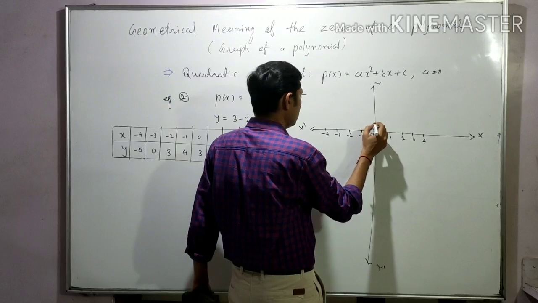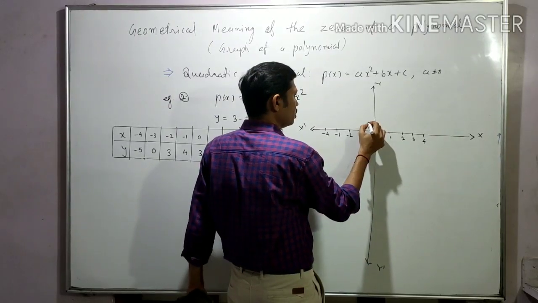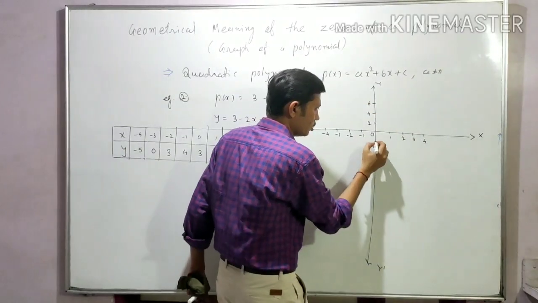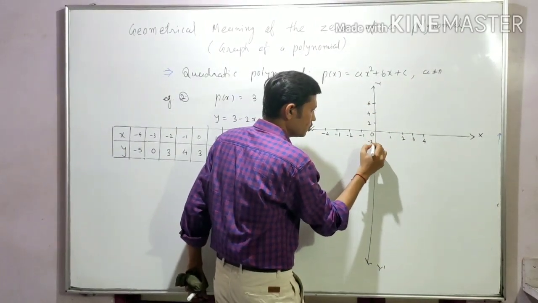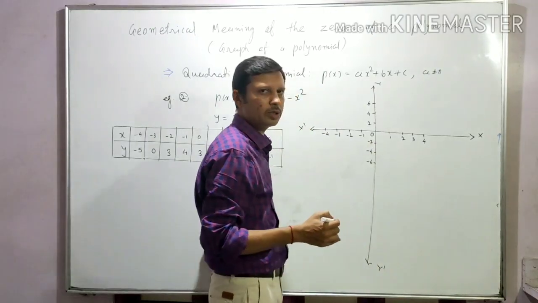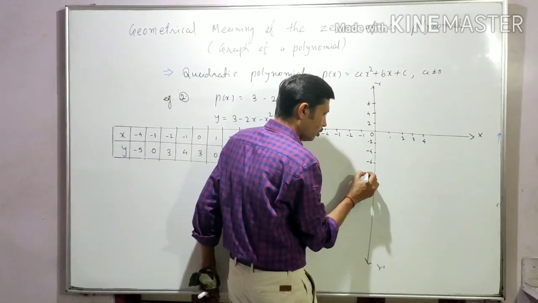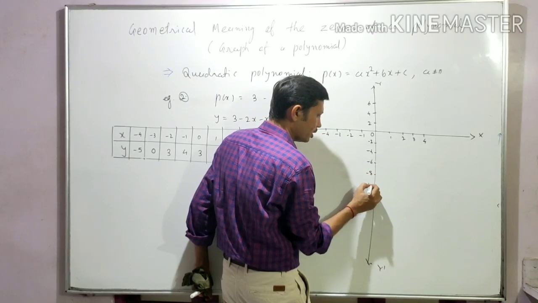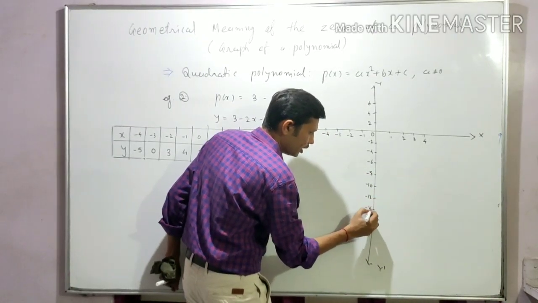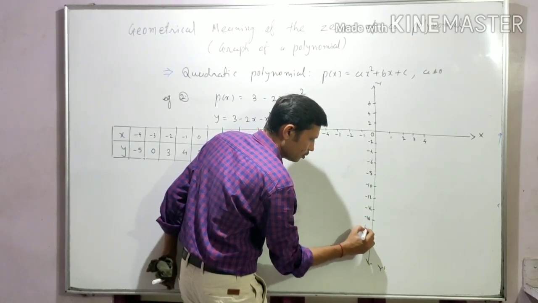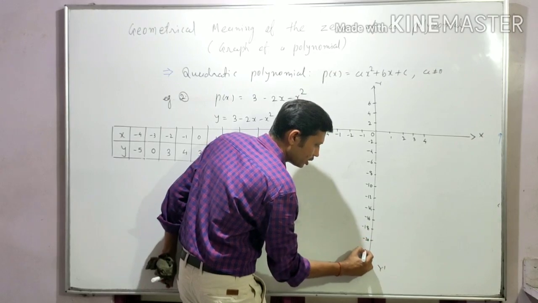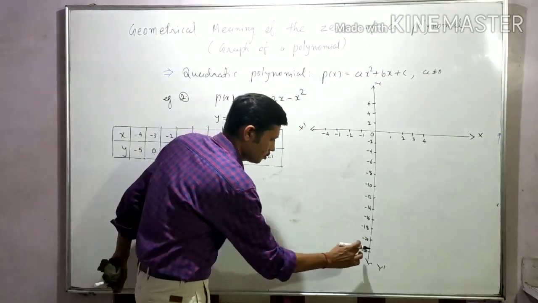So I am taking 2, 4, 6, minus 2, minus 4, minus 6. I am taking 1 centimeter equal to 2 units. Minus 8, minus 10, minus 12, minus 14, minus 16, minus 18, then minus 20 and minus 22. Sufficient.